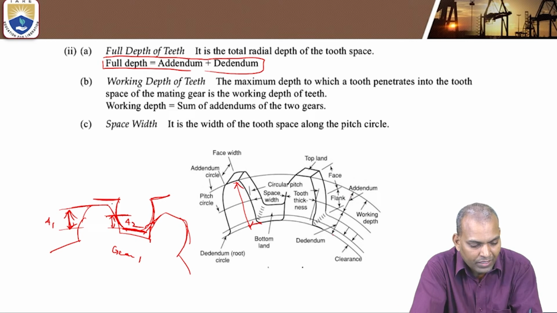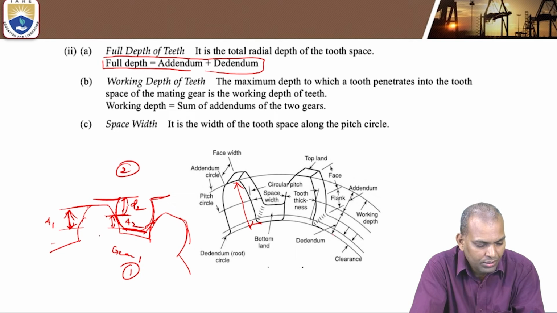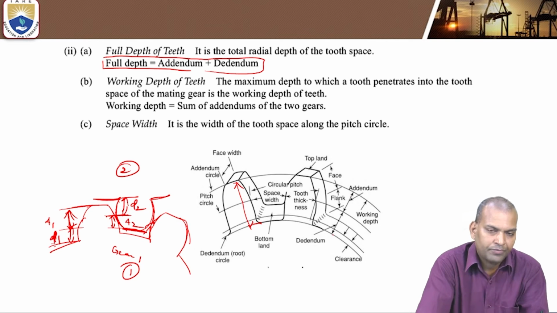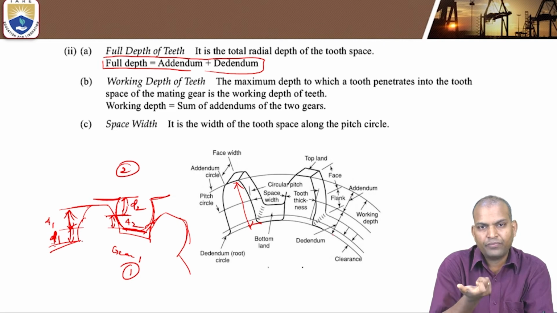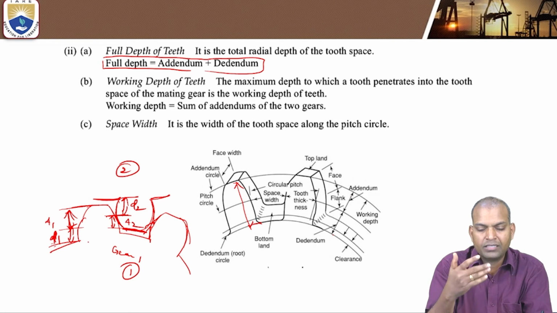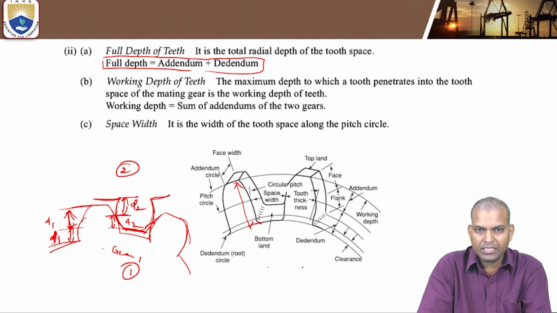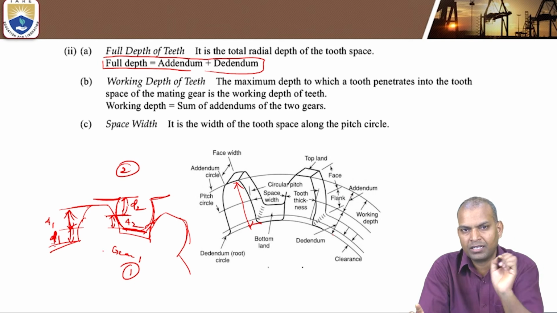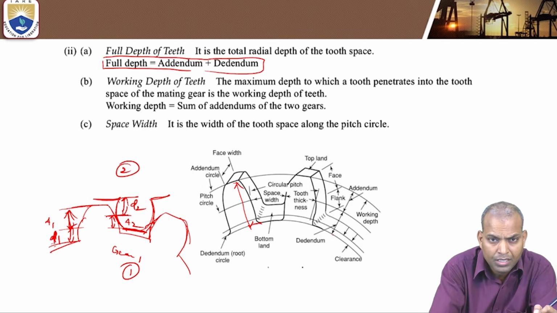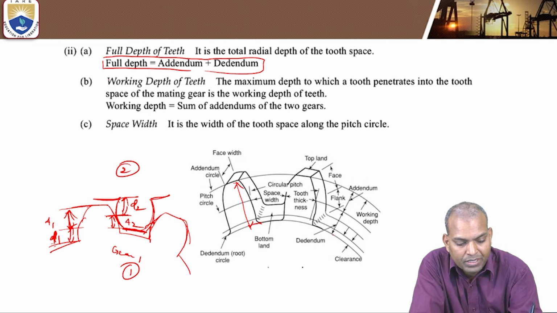So one addendum is penetrating into the dedendum of another tooth. This is addendum. Suppose this is gear 2 and this is gear 1. For gear 2, this portion is dedendum, dedendum 2. For gear 1, this portion is dedendum, D1. So the addendum of one tooth is penetrating into the dedendum of another tooth. But the sum of two addendums is known as the working depth: how much one tooth is penetrated into the other tooth.